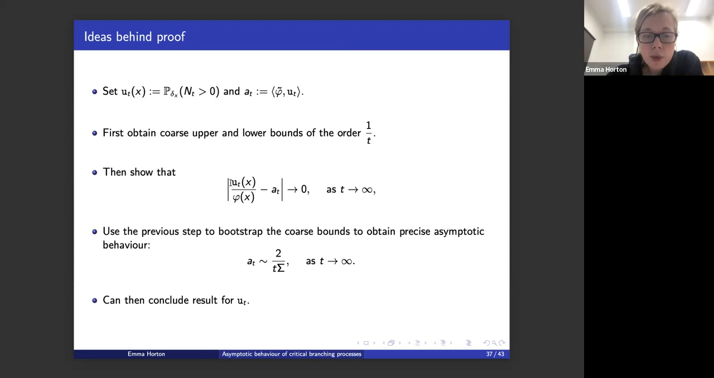And then we're going to show that if we take this survival probability started from X and divide by phi of X, the right eigenfunction, then this difference with AT goes to zero. So if we think back to the Perron-Frobenius type result, this is again saying that the survival probability acts in the same way, that it converges to the stationary distribution integrated against this sort of test function. And then this convergence will allow us to bootstrap the coarse bounds that we obtained previously to obtain the precise constant that we're interested in. And that's for AT, and then we'll be able to conclude for UT. So that's the strategy. I will detail these a little bit more.